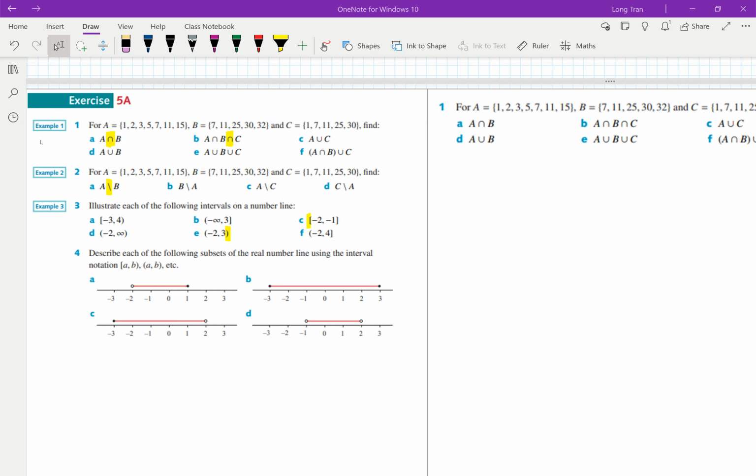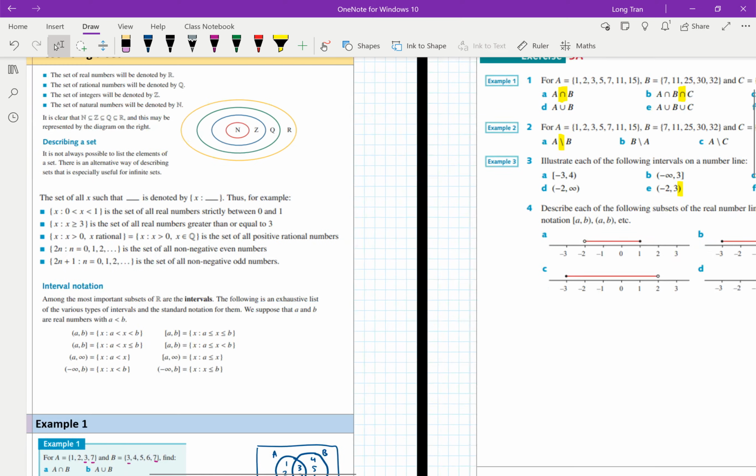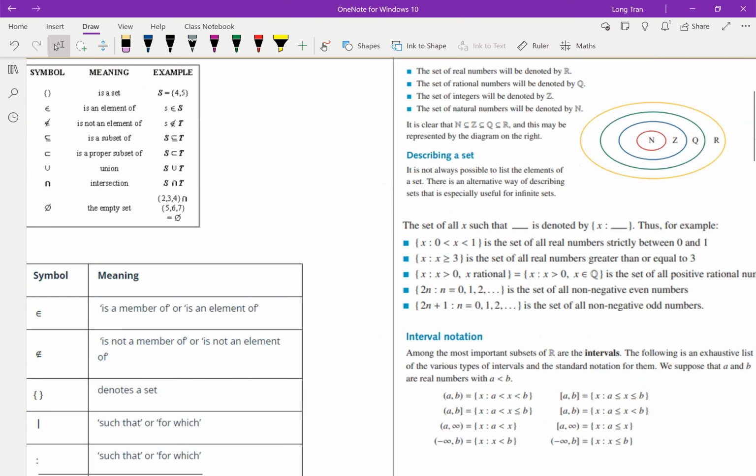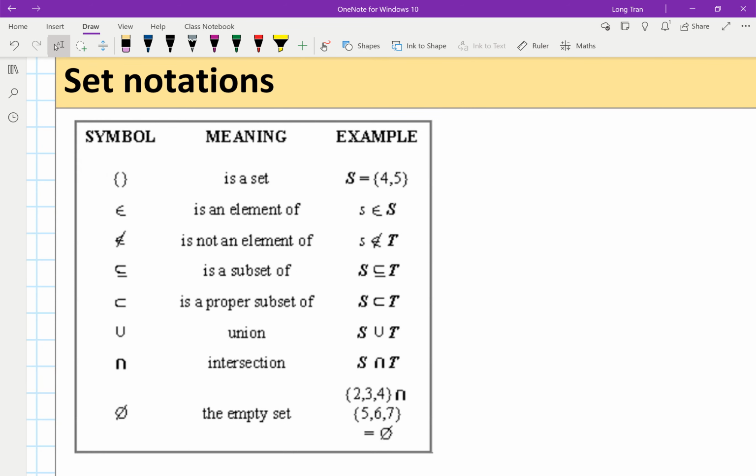All right. This here is all about you learning two types. We've got set notations and interval notations. Okay? Here are some of the symbols that you must know. It's on this page. You can go to that side of the page, but you need to know every single one of these symbols here.